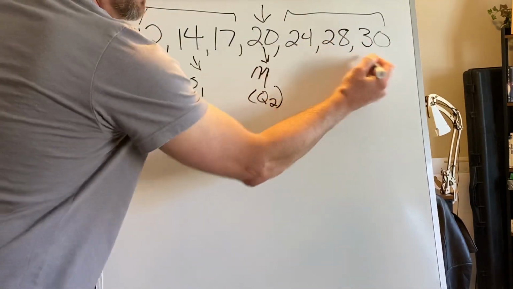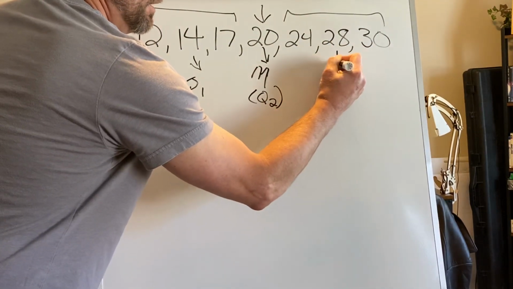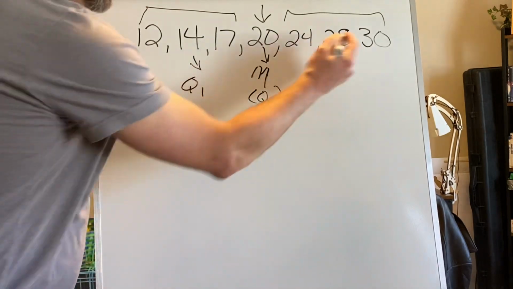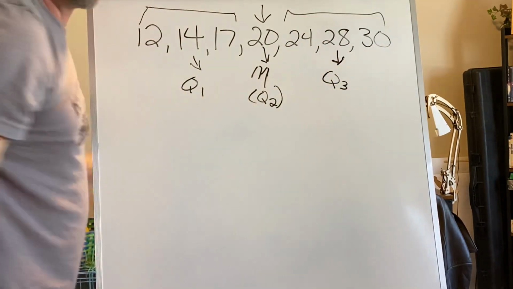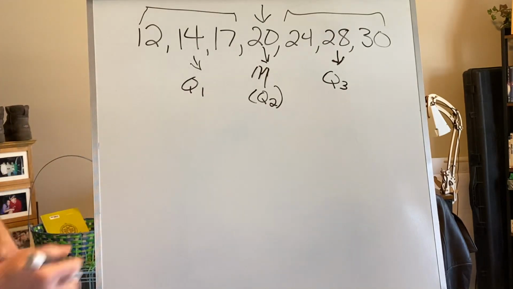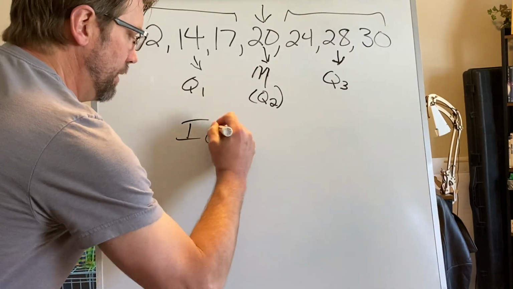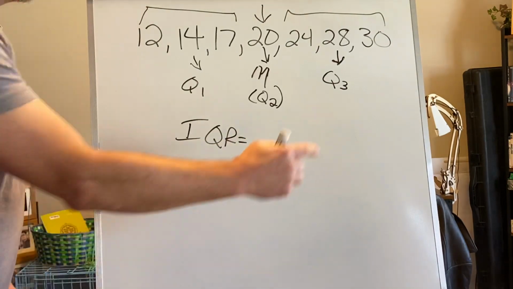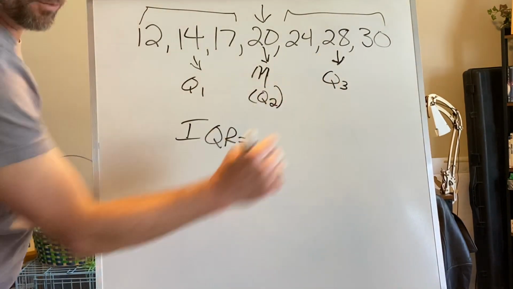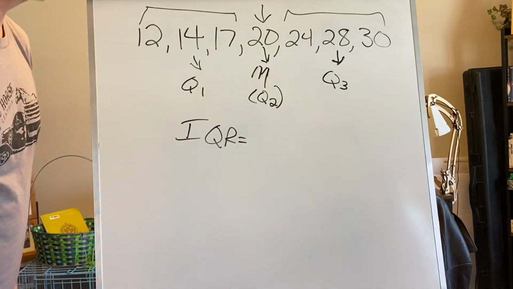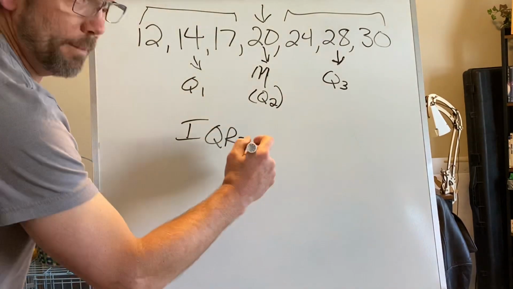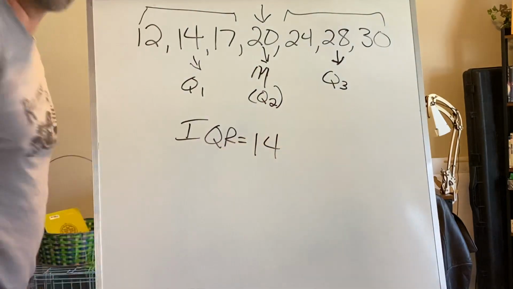And in the second set of numbers, 28 is the middle number. Obviously, there's 3, and the middle one is 28. So that's quartile 3, right? And to find the IQR, we subtract quartile 1 from quartile 3. So 28 minus 14, right? 28 minus 14 is 14.